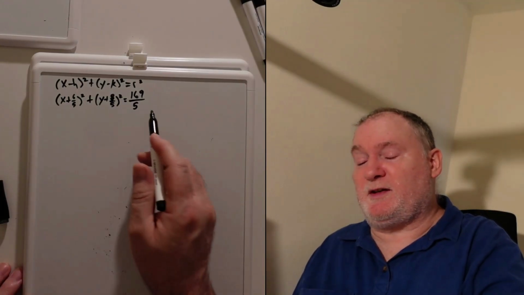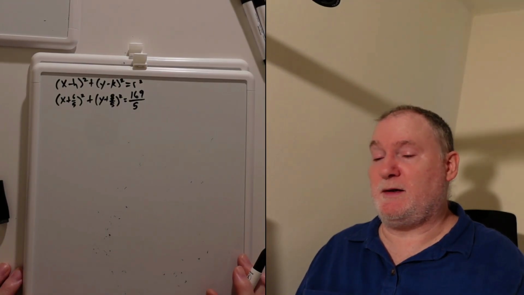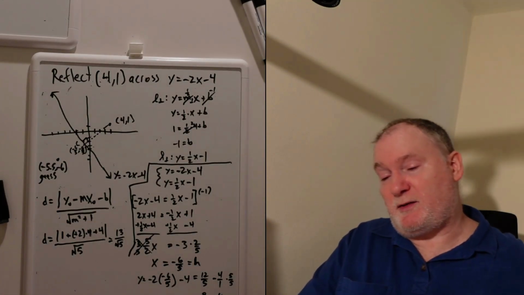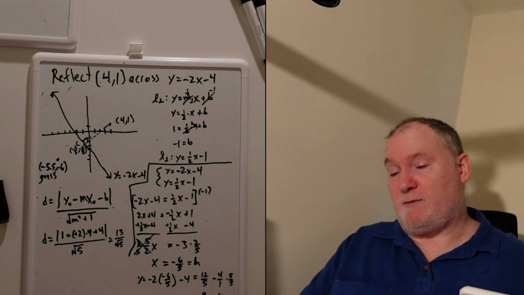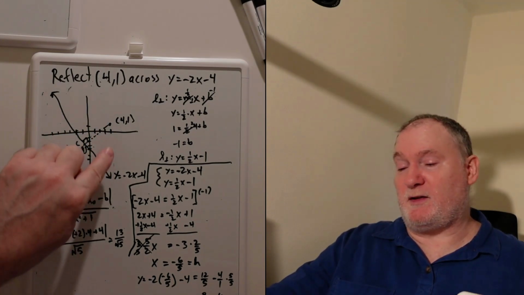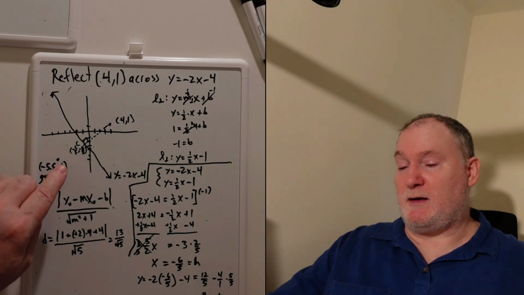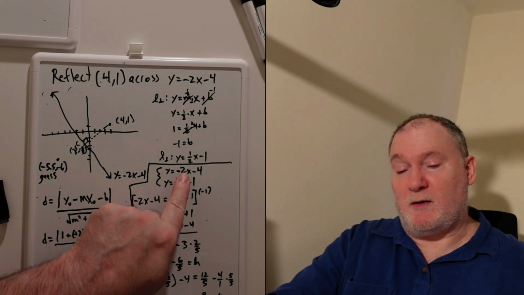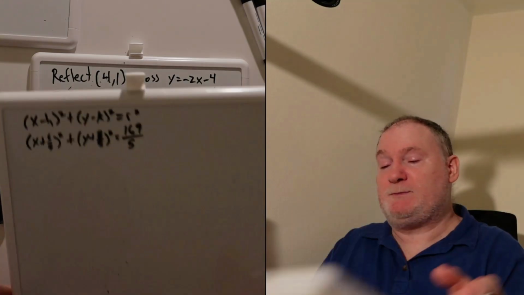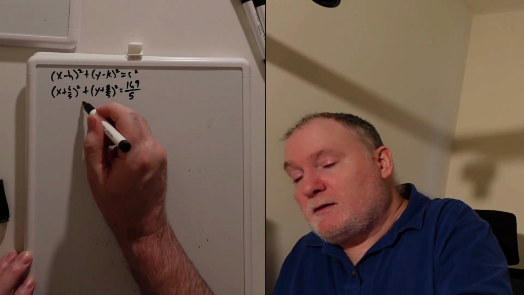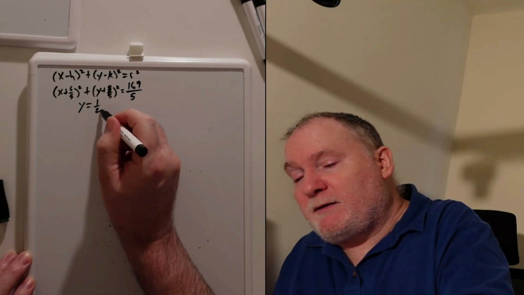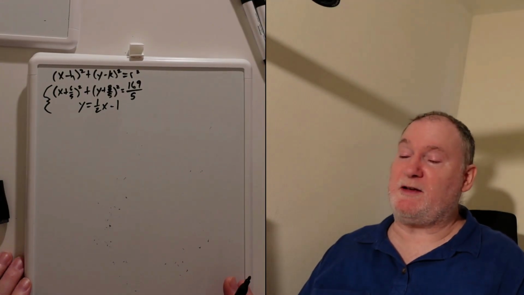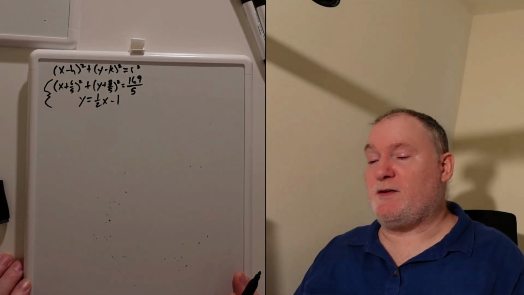All right, so this is the equation of our circle. Now what we'd like to do is to find the intersection points between the circle and the line. So this circle and this line. That line was y is equal to 1/2 x minus 1. So that's our system. So let's solve it.